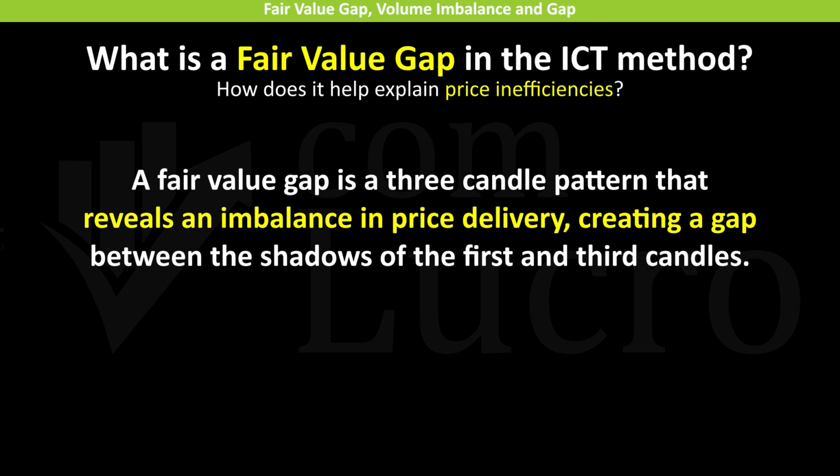A fair value gap is a three-candle pattern that reveals an imbalance in price delivery, creating a gap between the shadows of the first and third candles. This imbalance often appears immediately after a liquidity sweep or a strong, impulsive move, which is why it becomes such an important component inside many ICT strategies.